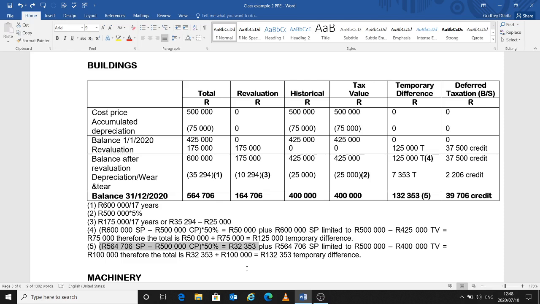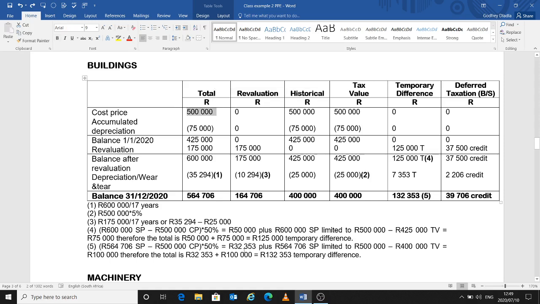Then the next question is, if I sell at 564,706, will I have a recoupment? Yes, because my tax value, which is this one, is sitting at 400,000. So I've got a selling price of 564,706, which is greater than this. Yes, it is recoupment, but I must limit this amount to the cost price, which is 500,000. I must limit it to this one.